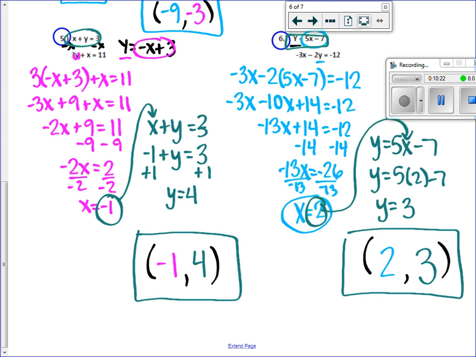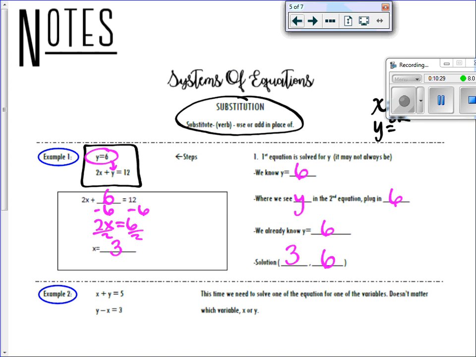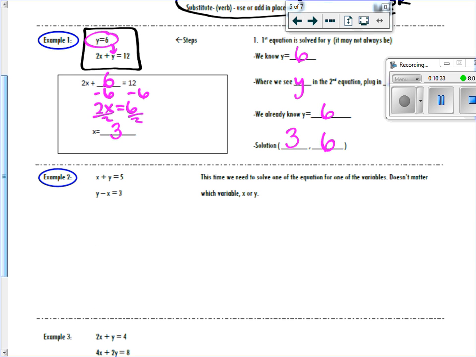So now go ahead and flip back to the front. Back on the front, we're now going to do that example 2, the one in the middle of the page. To be able to use substitution, we need one equation to either say x equals or y equals. If we look at example number 2, neither one has an x equals or a y equals, so we need to get x or y by itself.